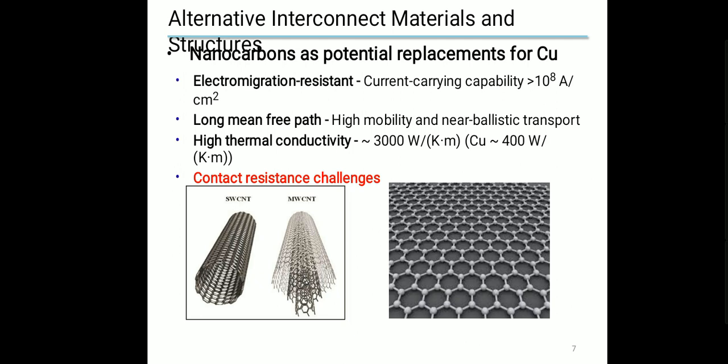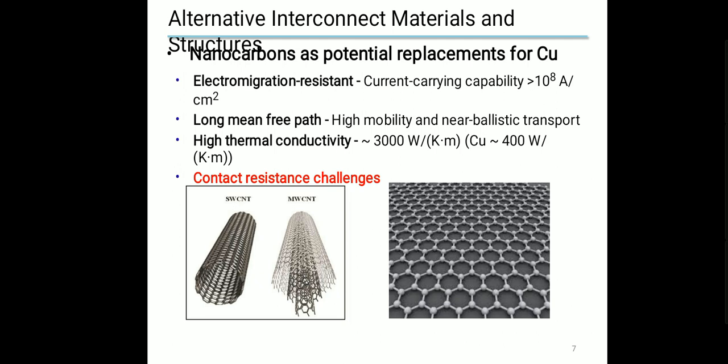Electromigration resistant. What is this electromigration resistance? Its current carrying capability is greater than 10^8 per centimeter square. So, as its current carrying capability is greater than 10^8 per centimeter square, nanocarbons have the quality of electromigration resistance. So it replaces copper, and it has long mean free path, high mobility and near ballistic transport, and high thermal conductivity.